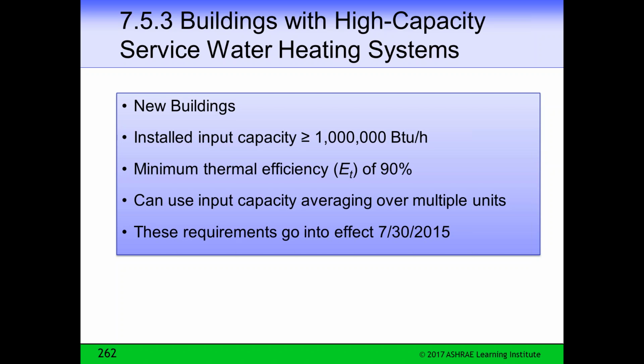New buildings with installed capacity over 1 million BTUs must have a minimum thermal efficiency of 90%, and can use capacity averaged over multiple units. These requirements went into effect 7/30/15, so they are in effect. Now, what this requires is condensing boilers.